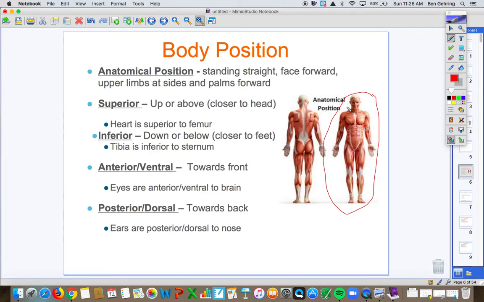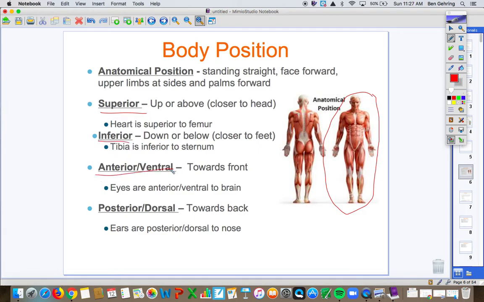And so now that we have this laid out, we can use terms such as superior. So if we say superior, or use the term superior, we mean above or closer to the head. For example, your heart is superior to your femur. Inferior means down or below. So your tibia is inferior to your sternum.